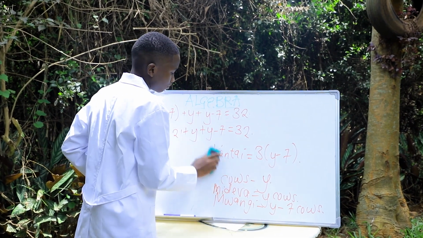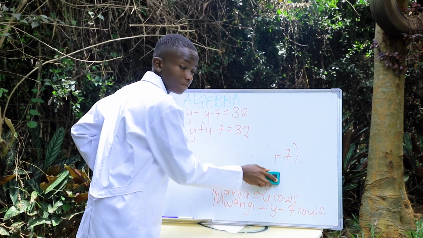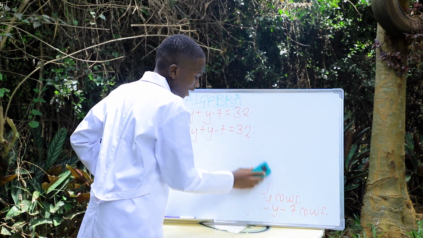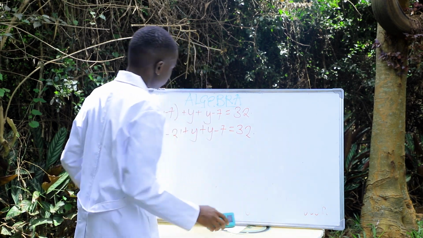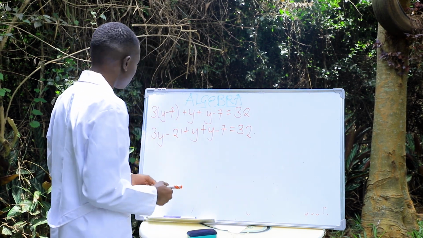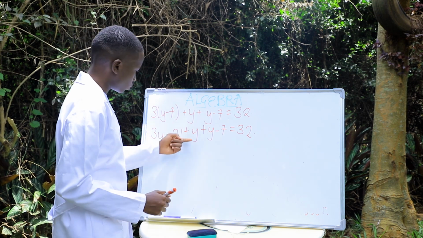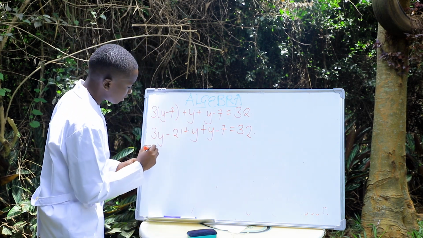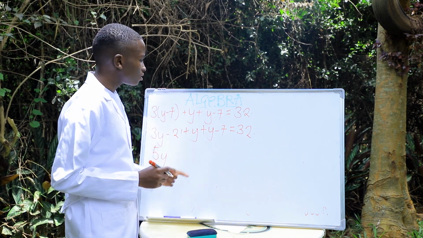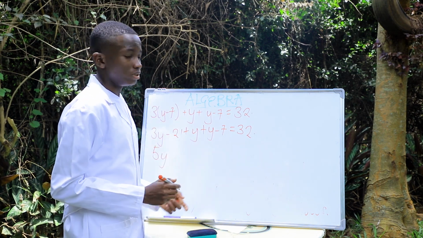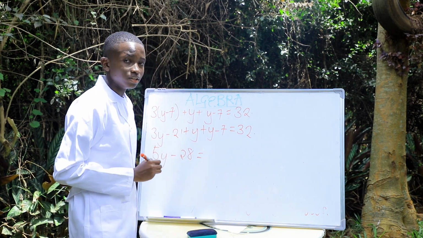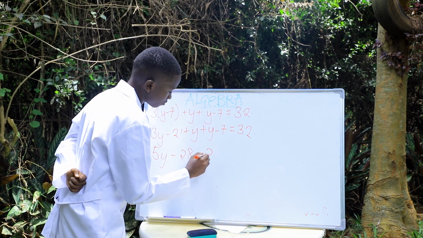I'm going to move on now. Once you have done all this, you now put like terms together. Y's will go with y's and the whole numbers will go with the whole numbers. So 3y plus y. This is going to give us 4y. Negative 21 minus 7. This is going to give us negative 28. And this is going to be equivalent to 32.